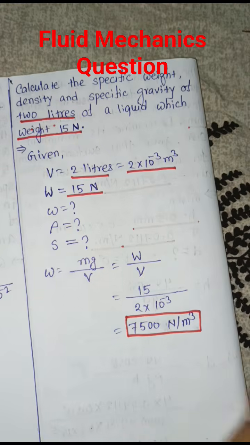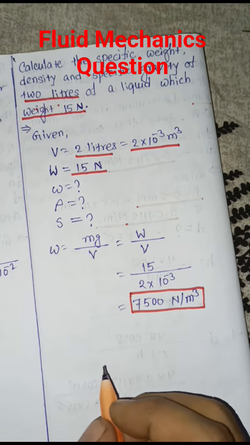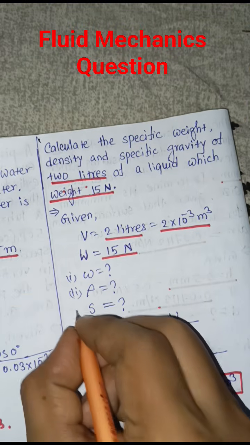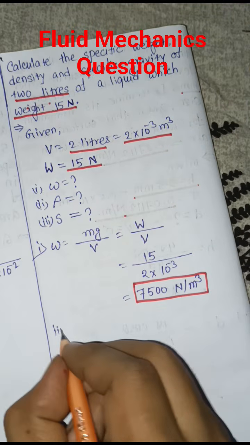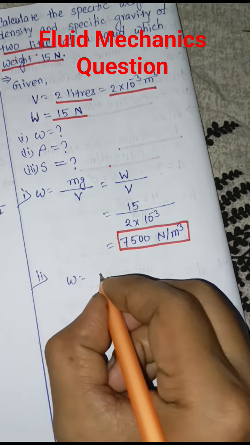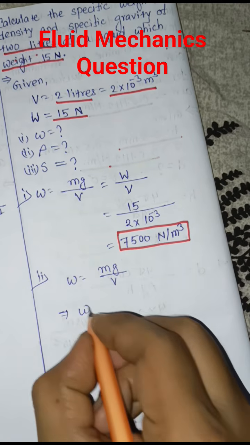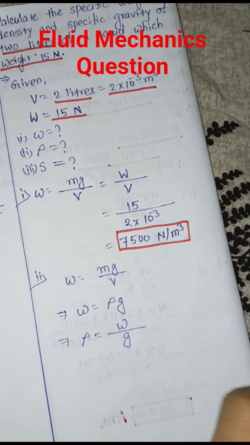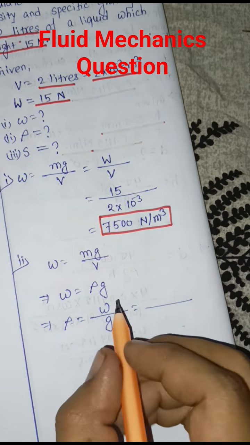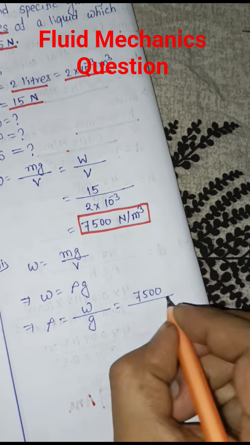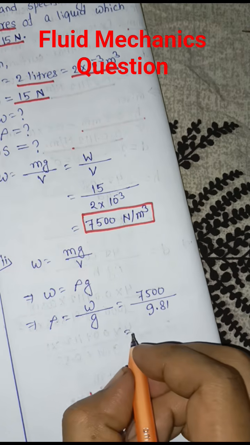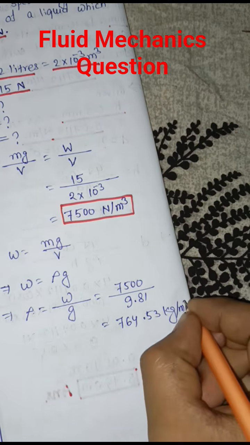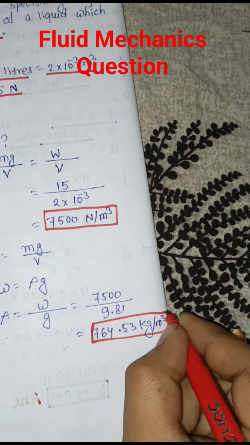Now if you want to calculate the density, how to calculate this density? So this is number 1, this is number 2, and this is number 3. This is for number 1. For number 2, if you want to calculate the density, we know that omega is equal to mg by v. So from here omega is equal to m by v, that is rho into g. So if you want to calculate the density rho, that is equal to omega by g. So now what is the value of omega? That is 7500 divided by gravitational acceleration 9.81. So this value will be 764.53. The unit will be kg per meter cube. So this will be our second answer.